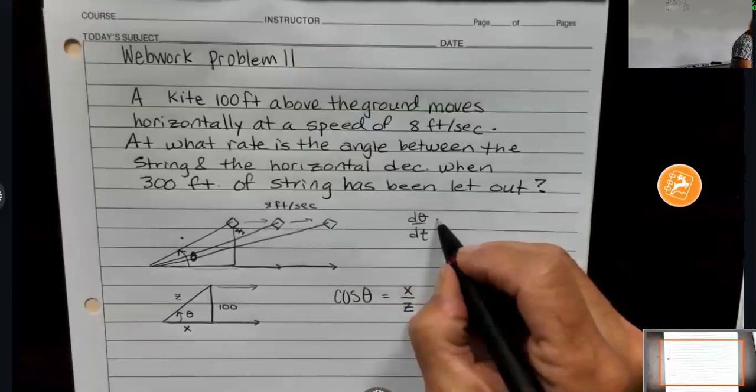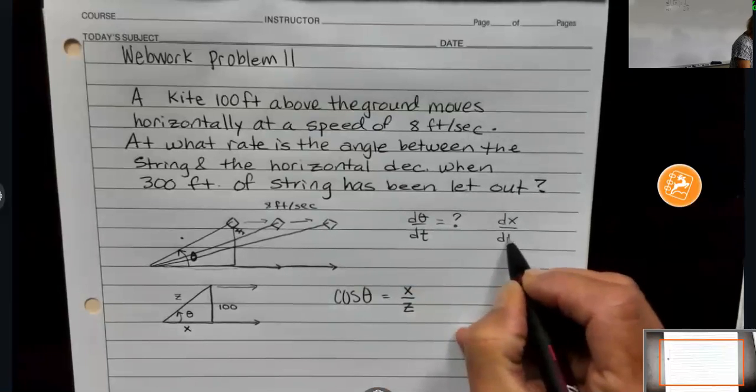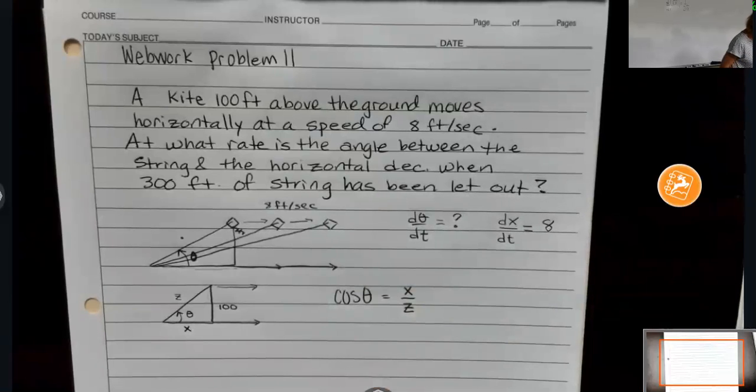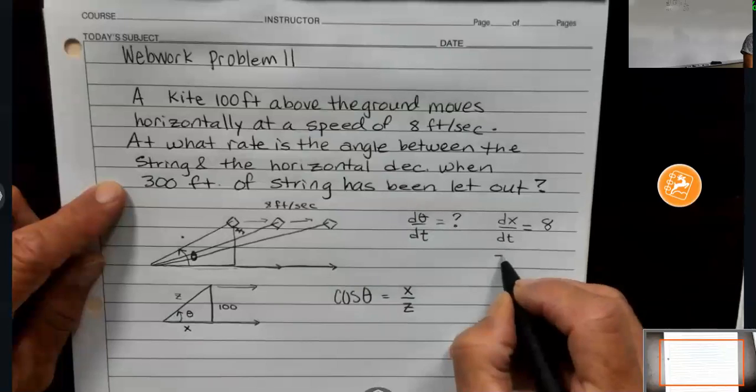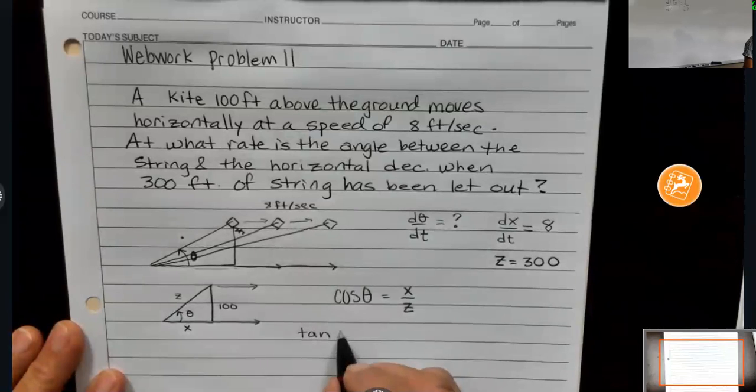I know I'm looking for d theta dt. I know dx dt. dx dt is the 8. That's a particular measure for z, 300 feet of string. But I don't know dz dt. So I'm going to change my mind. I don't want z as part of my related rates equation because I don't have a dz dt. But I do have a dx dt. So instead of using that, I'm going to use a tangent function. And maybe the z will play a role in finding a particular measurement. This is trouble because if I took a derivative, I'd eventually get a dz dt. So instead of using that one, let's start with that the tangent of theta is 100 over x.